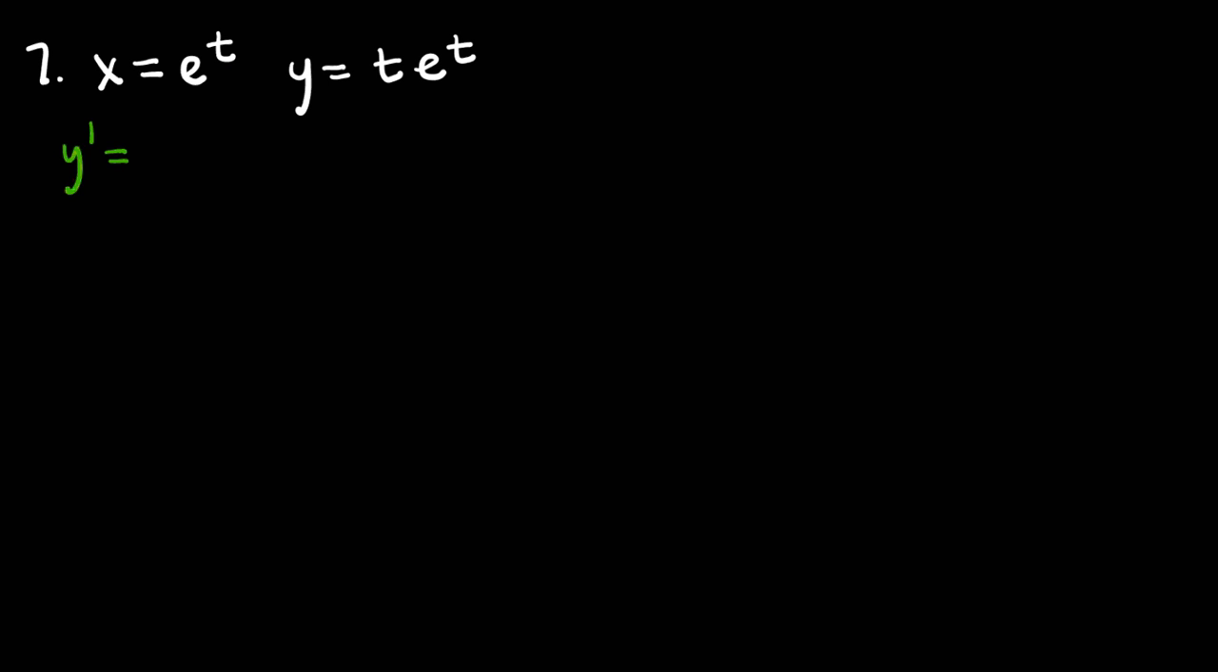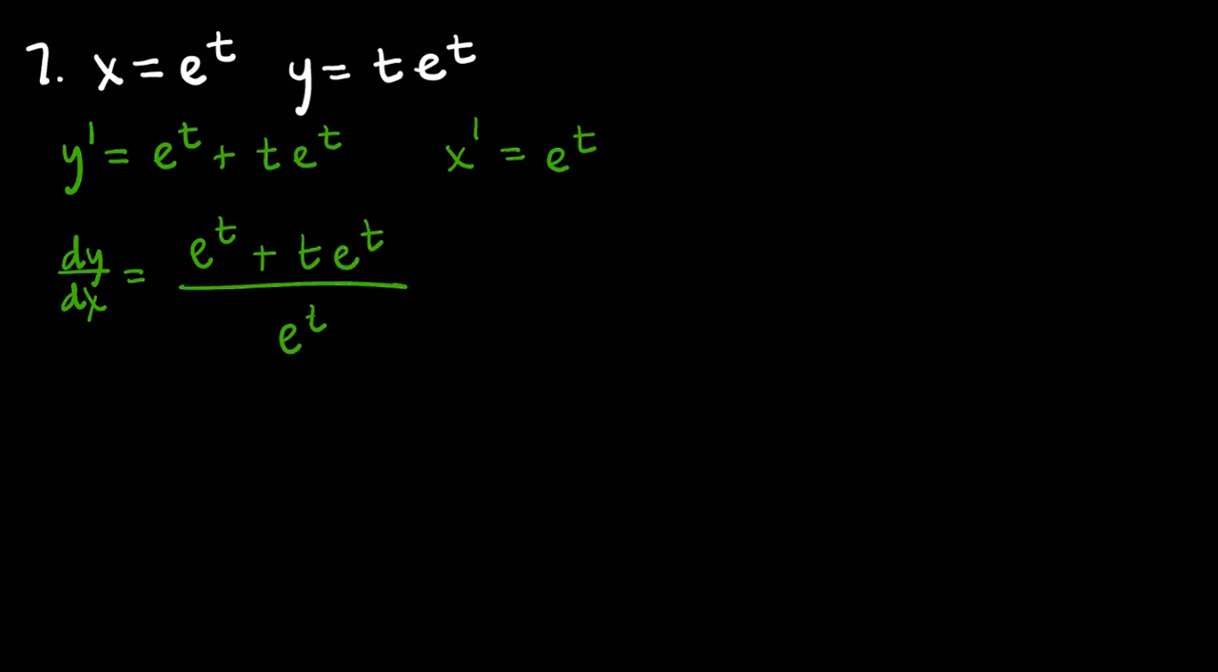y prime equals 1 e to the t plus t times the derivative of e to the t, which is going to be t e to the t. x prime is equal to 1 e to the t. So I want the slope of the tangent line, which is dy dx. Okay, so y prime over x prime. I'm factoring out the e to the t from both terms, and I'm left with a 1 plus t.